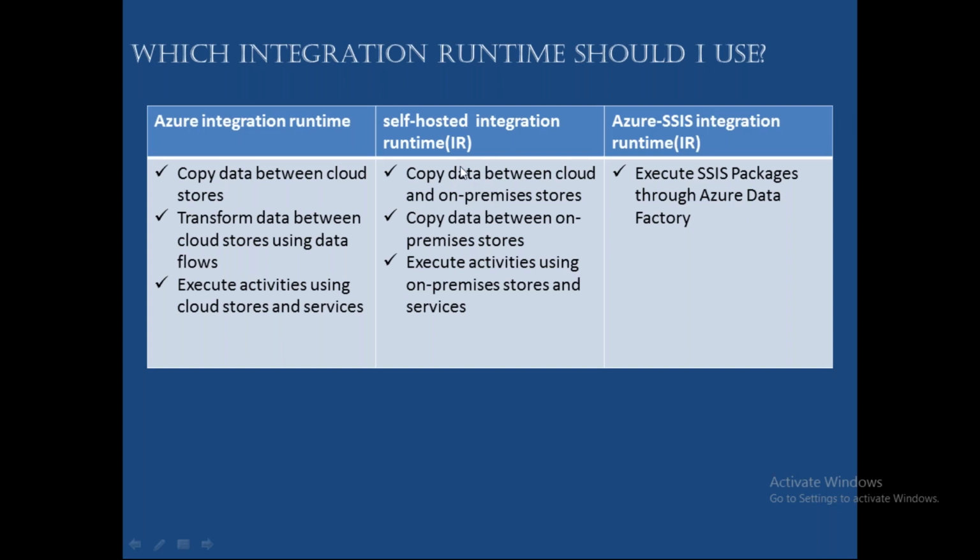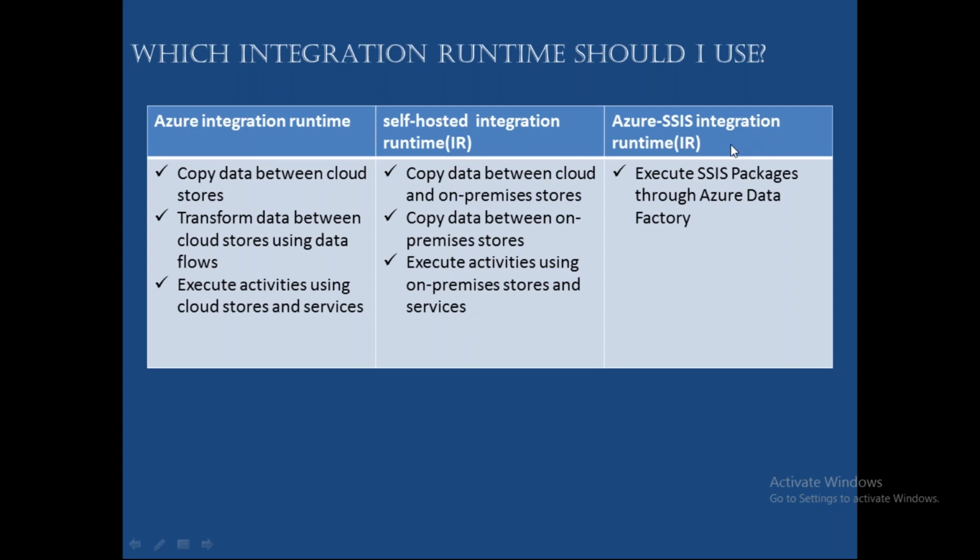Okay, next. Copy data between cloud and on-premise stores. So here, the self-hosted integration runtime we are going to use to copy data between cloud and on-premise data stores. You see, cloud to on-premise, or on-premise to cloud, vice versa, both will work. Okay, next. Copy data between on-premise data stores. So from on-premise to on-premise, if you want to copy, you need to use the self-hosted integration runtime. Next, execute activities using the on-premise stores. You have some data which is there in on-premise. That data, if you want to transform, you are going to use the self-hosted integration runtime.